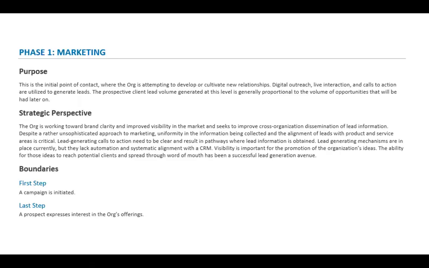Now, this is where we start to get into the documentation for the individual phases. As I said a few minutes ago, when you're talking about each phase, you want to identify the purpose of the phase, what is primarily happening during that phase, what strategic context or perspective the organization has that can lend itself to understanding the critical aspects of this phase, what the organization is going through right now and what it's working towards. The boundaries or bookends, the first step and the last step in each phase.